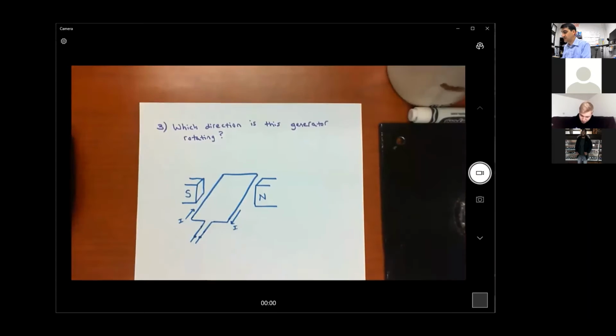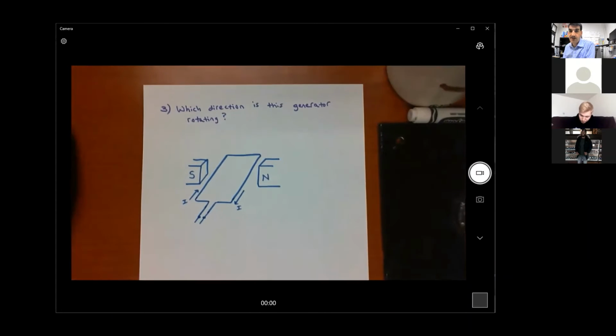Number 3 is more about generators that we talked about on Monday. So it's just a simple question: which direction is this generator rotating? So once again, I'll give you a minute here, and then we'll talk about the answer.